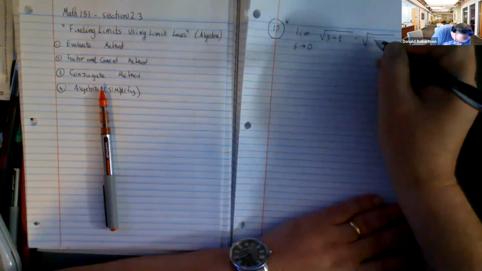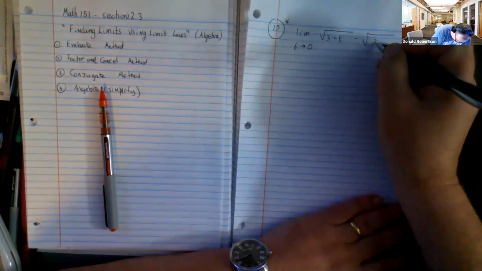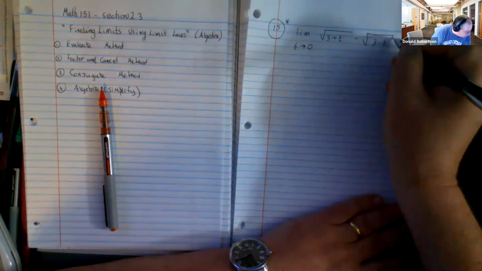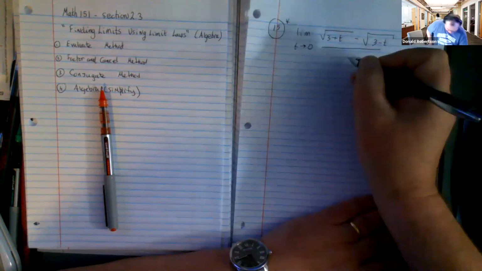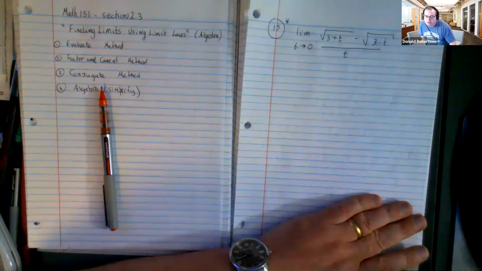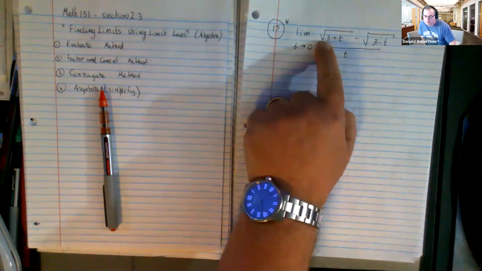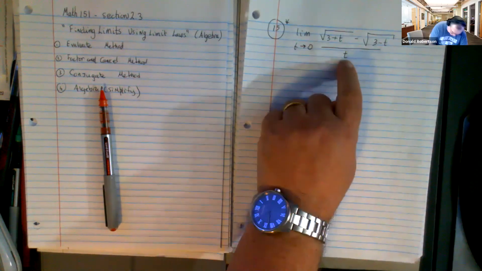It's going to be the limit as t tends to 0 of the square root of 3 add t, take away the square root of 3 take away t, all over t. Now, if you plug 0 in here, you get square root of 3 take away square root of 3, which is nothing on the top, nothing on the bottom.